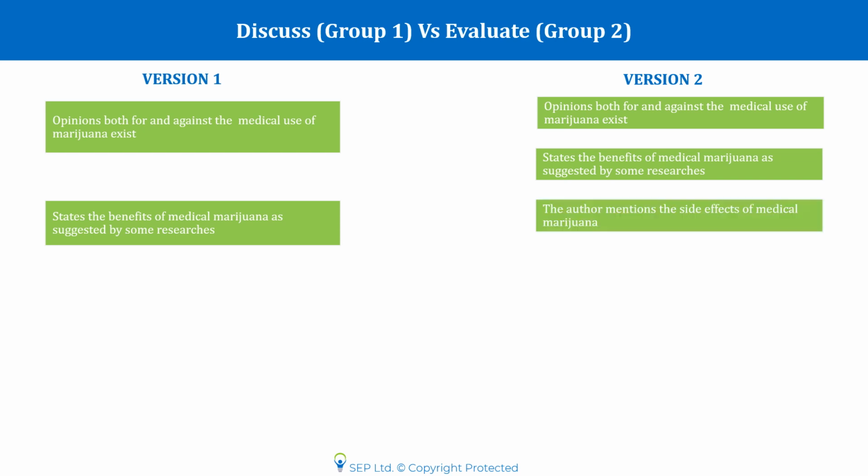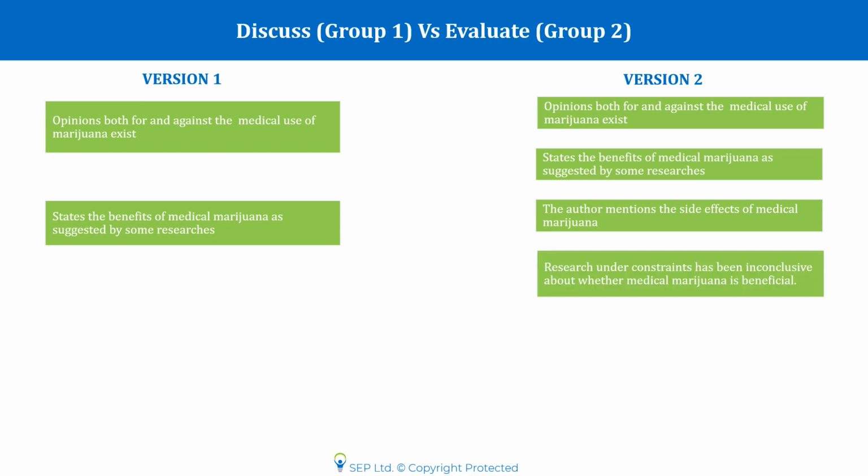The third and fourth paras have been added to show you how the main point will change for the second version. The third para says the author is talking about the side effects of medical marijuana. And the fourth para is talking about how research conducted under limited circumstances has been unclear and inconclusive about medical marijuana and its benefits. Now, if we compare the two versions and try to look at the main points that can be derived about these two versions, what would it be?